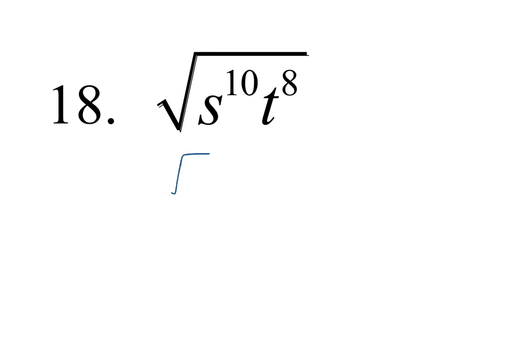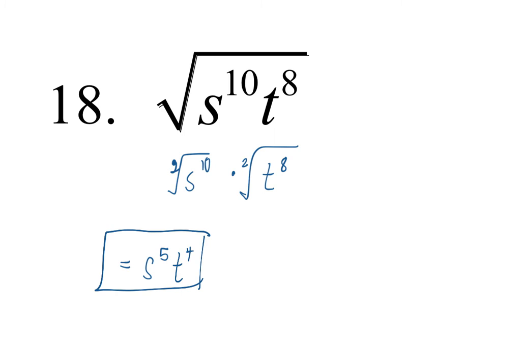Really, this is the square root of s to the 10th times the square root of t to the 8th. You don't have to separate it like that, but that's really what's happening. So for our final answer, you're trying to say how many times does 2, the 2 that's not there, go into 10? 5 times evenly. And how many times does 2 go into 8? 4 times evenly. So s to the 5th, t to the 4th.